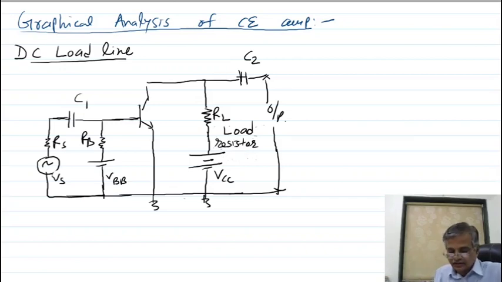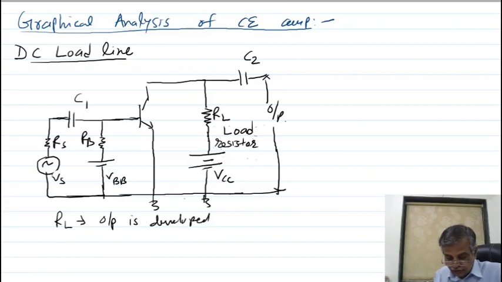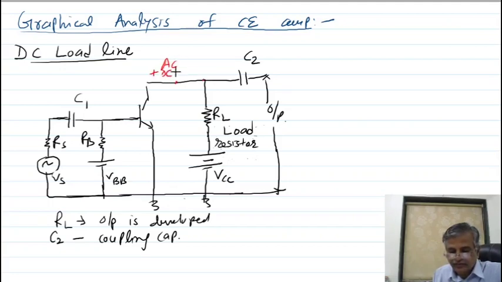C2 is called a coupling capacitor. Coupling capacitor allows only AC and blocks DC. For your understanding, at this point you will get AC plus DC. For better understanding, I can show it like this. This is the voltage VC with time T. You will get such a kind of voltage.